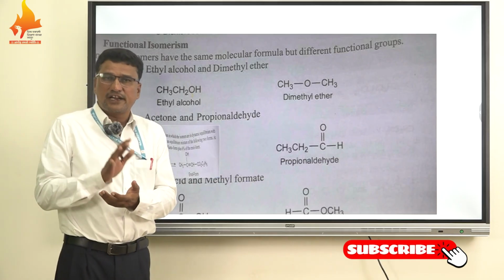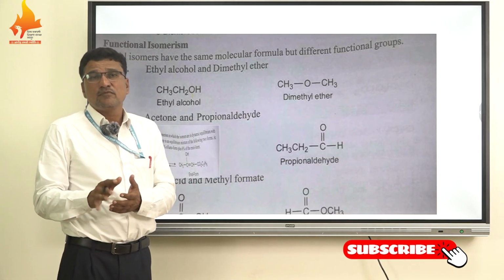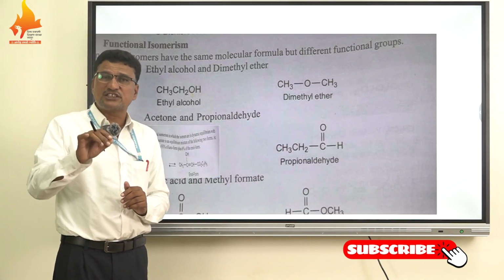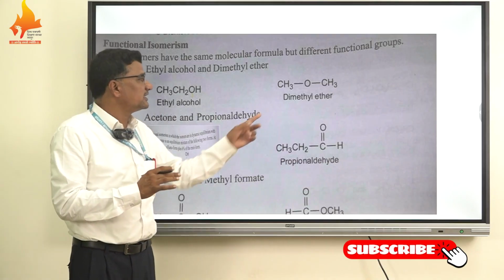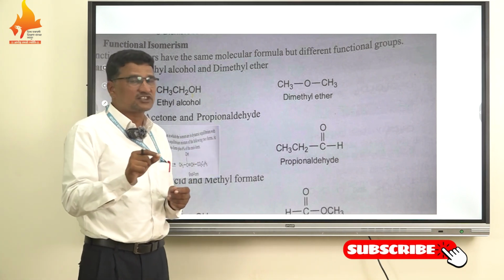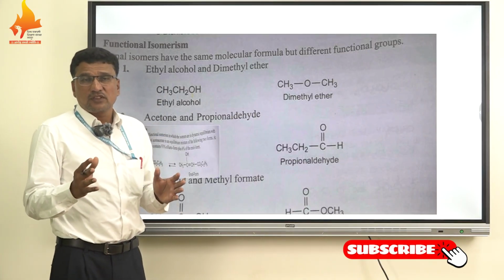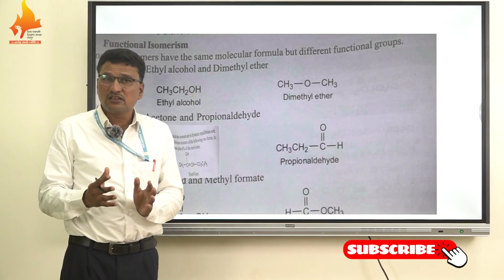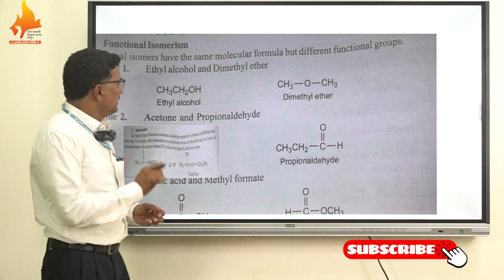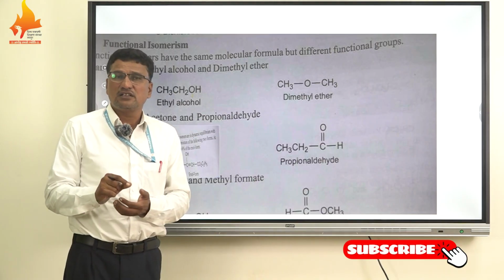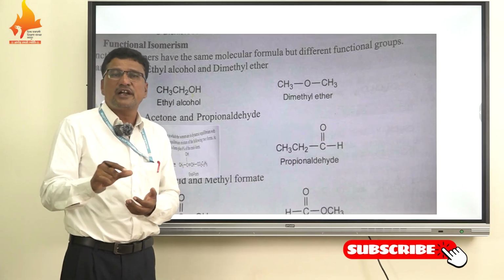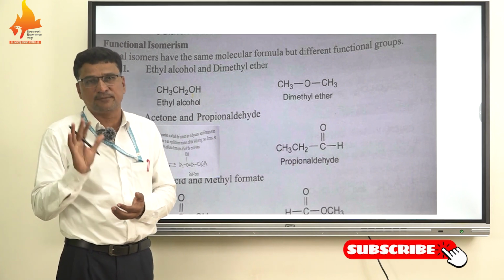Carbon, hydrogen and oxygen numbers are the same but the compounds totally change, because the first example belongs to alcohol due to the presence of the OH functional group, and the next molecule represents ether because of the presence of ethereal oxygen, -O-, which is called ethereal oxygen. So one is alcohol, one is ether. They have the same molecular formula but totally different functional groups. That's why ethyl alcohol and dimethyl ether represent functional isomers of each other, and the phenomenon is known as functional isomerism.